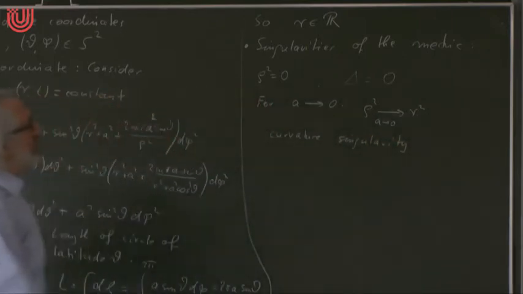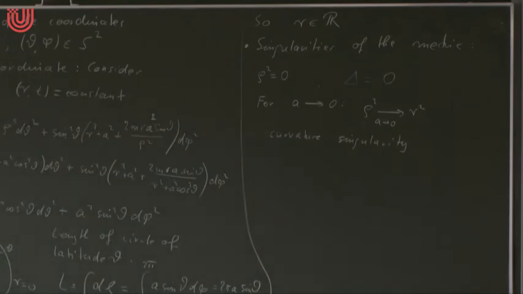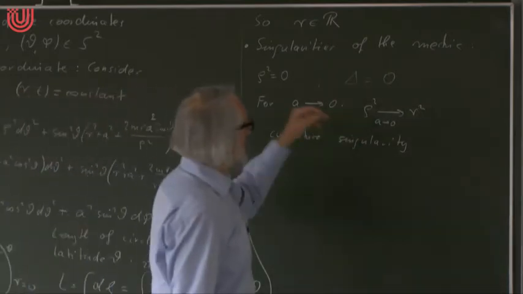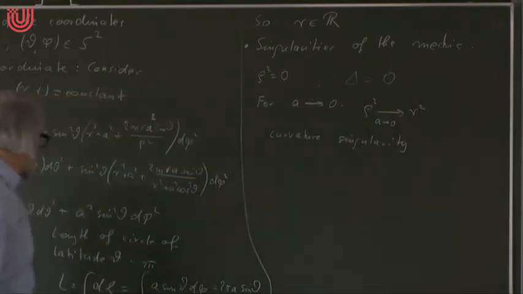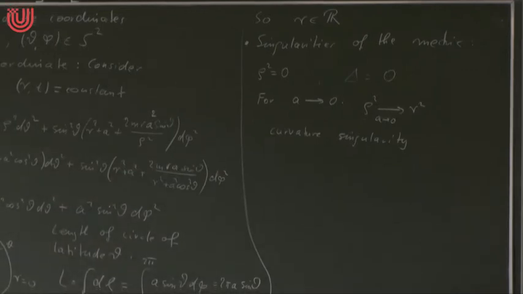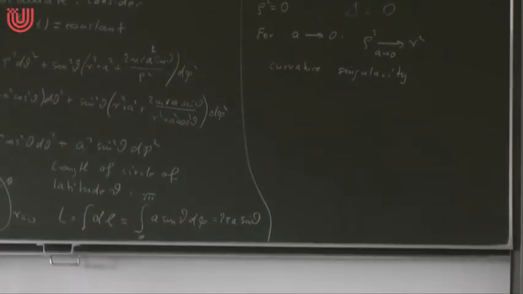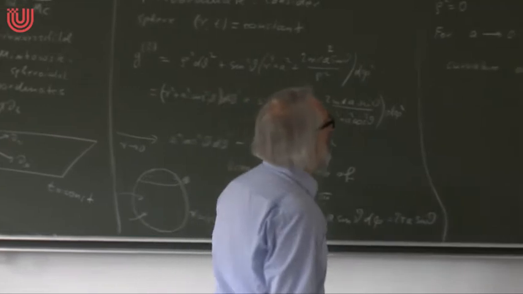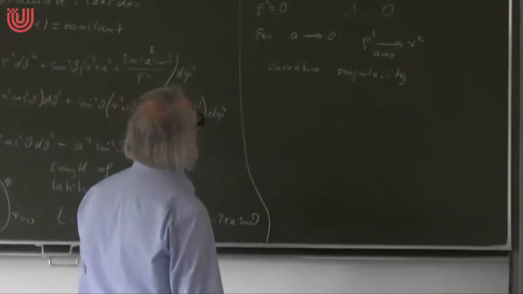And, well, this can be verified by just calculating curvature invariants. If you calculate the curvature invariants, you will see that at rho squared equals 0 they will blow up, as they do in the Schwarzschild spacetime at r equals 0. Well, and rho squared equals 0, what is this?